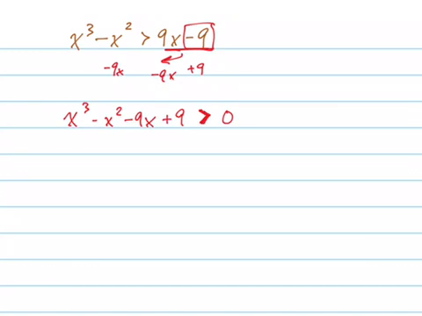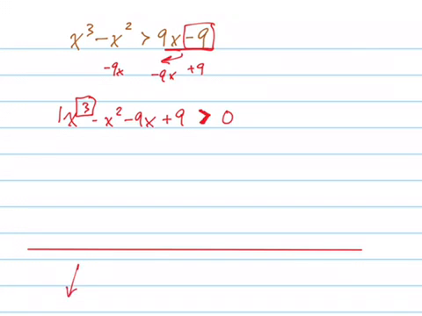Remember what we're trying to do here, graphically speaking. This is going to be some sort of cubic equation. Since it's a cubic and it has a positive leading coefficient, it's going down on the left and up on the right. And there are up to 3 zeros. We don't know exactly how many, but there could be as many as 3 places where it crosses the x-axis.